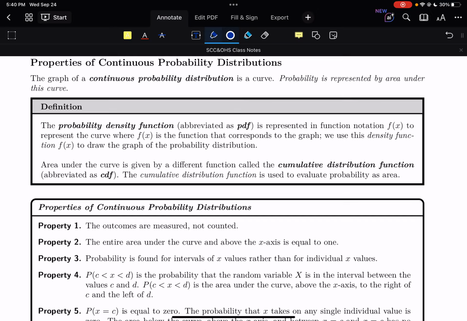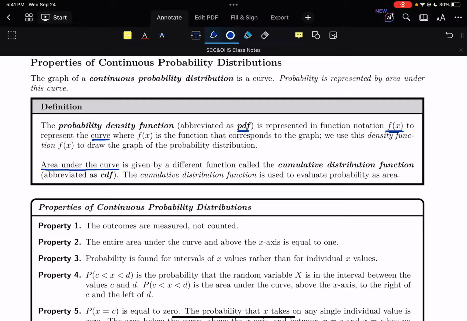So the probability density function, which is often abbreviated PDF, is represented in function notation. So we have f of x to represent the curve, where f of x is the function that corresponds to the graph. We use this density function to draw the graph of the probability distribution. So again, we're not looking at individual points like we were with, say, the binomial distribution. We're looking at a smooth curve because the values could happen in between those whole numbers. So we have every point accounted for in this curve.